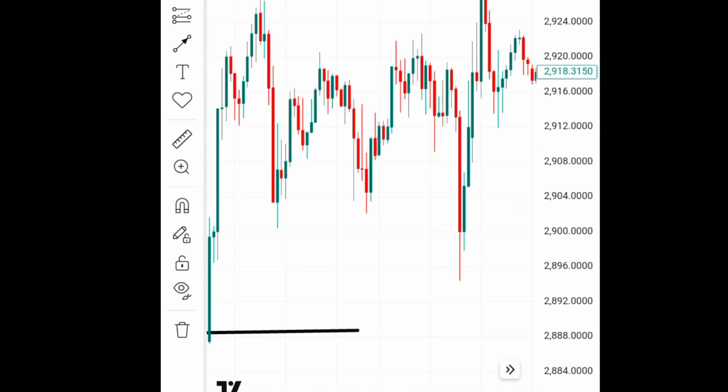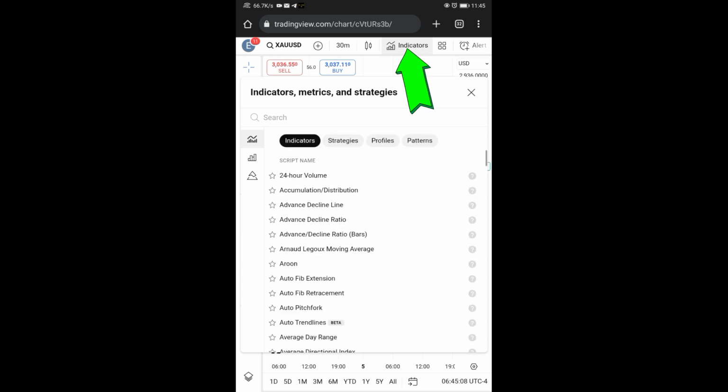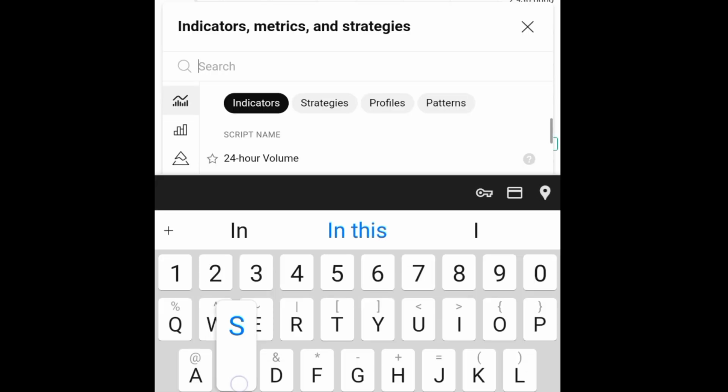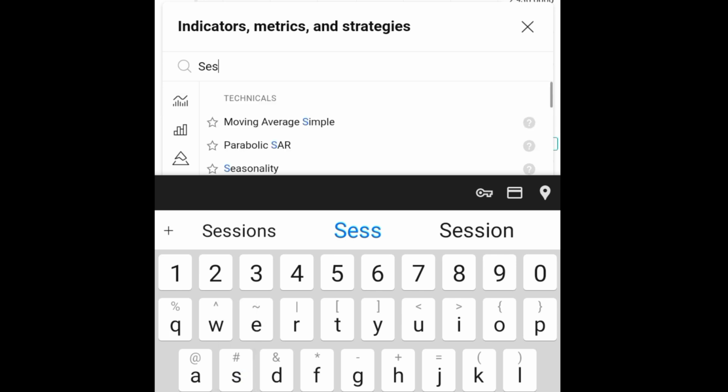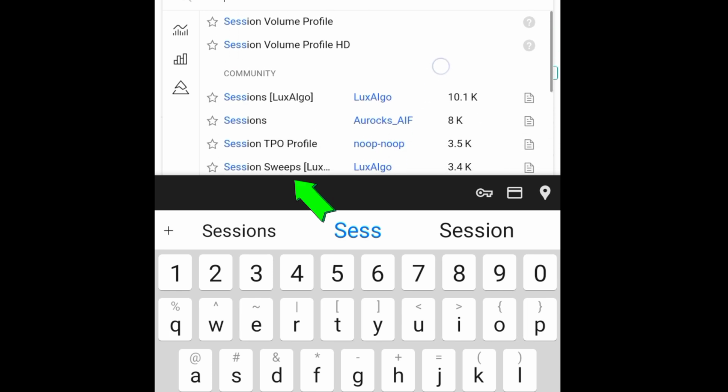So now it is for me to plug in my sessions indicator. So you go to your indicator, you click on indicator. Once you click on indicator, this surface will appear. You type sessions. Once you type sessions, different sessions will pop up. You choose the one by Lux Algo. So you click on it. Once you click on it, it will be on your chart.